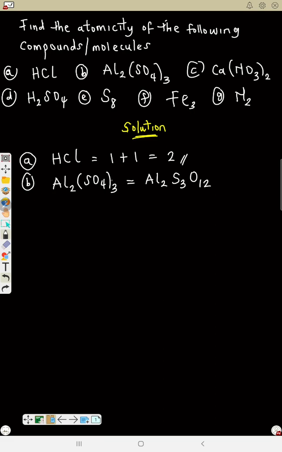I hope you get that now. That is, the subscript here is 1, so 1 times 3 is 3. Again, the subscript here is 4. 4 times 3 is 12. And that's what we'll be doing for any compound where you have a number outside.